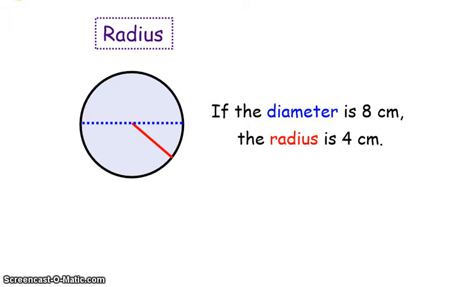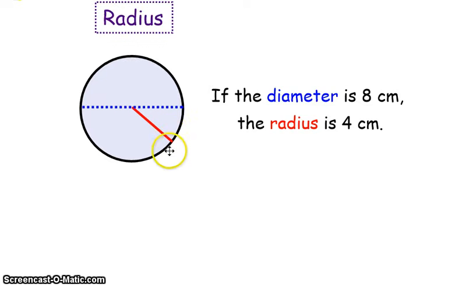So looking at this circle, if the diameter is 8 centimeters, to find the radius, you divide 8 by 2. So 8 cut in half or divided by 2 is equal to 4. That means this red line right here is equal to 4 centimeters.